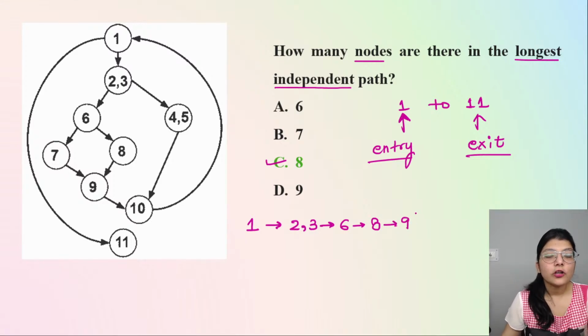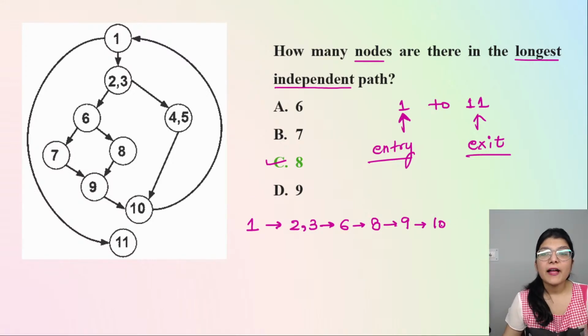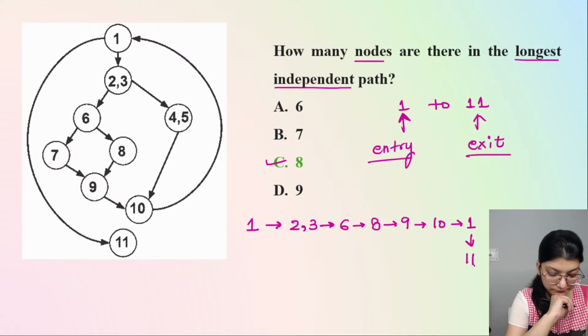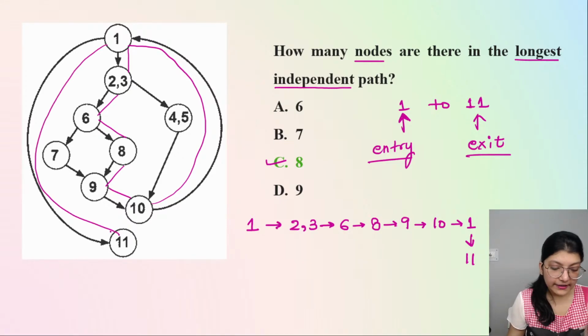Because I want the longest path, I cannot choose 2, 3 to 4, 5, because it will reduce the number of nodes. Then 9 to 10. Now what happens if I am at 10, I go back again to 1, and then from 1 I go to 11. This can be a path that is like this, then this, then this, and then I will go like this. Right? I can follow this path.